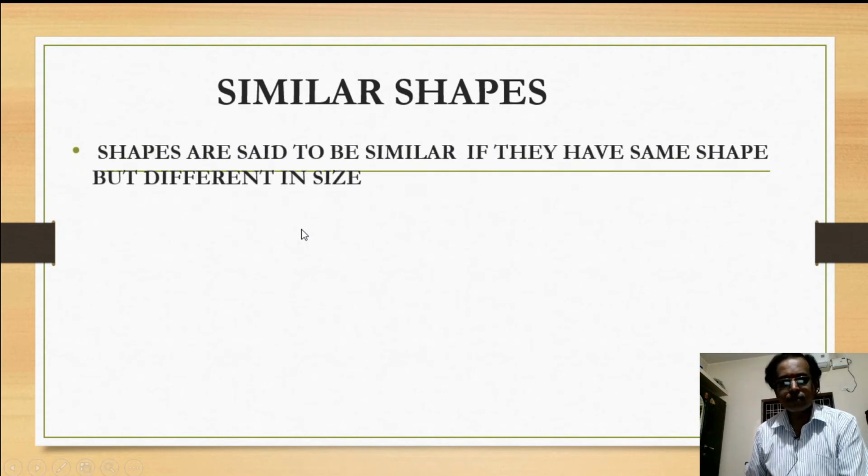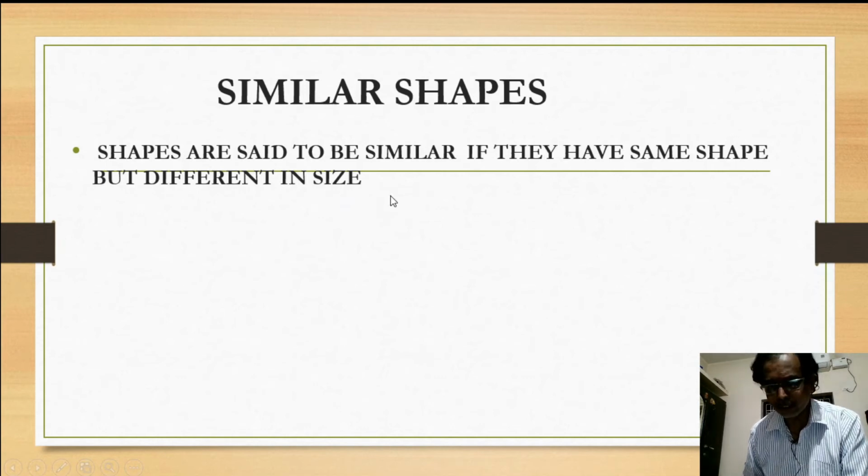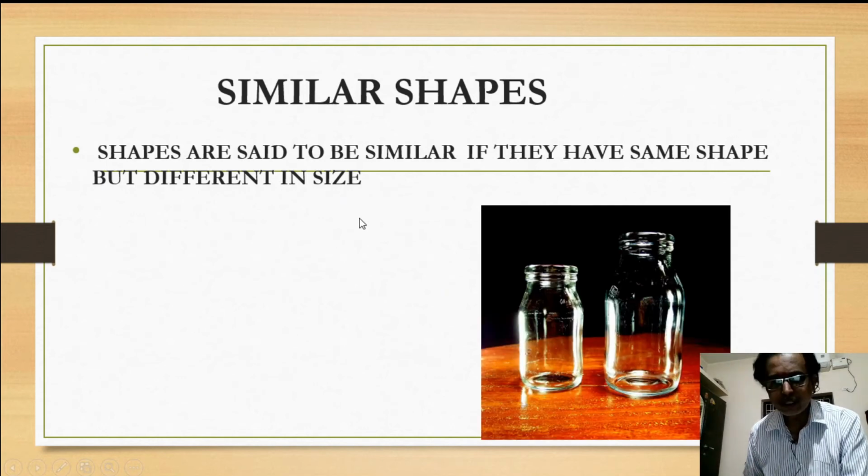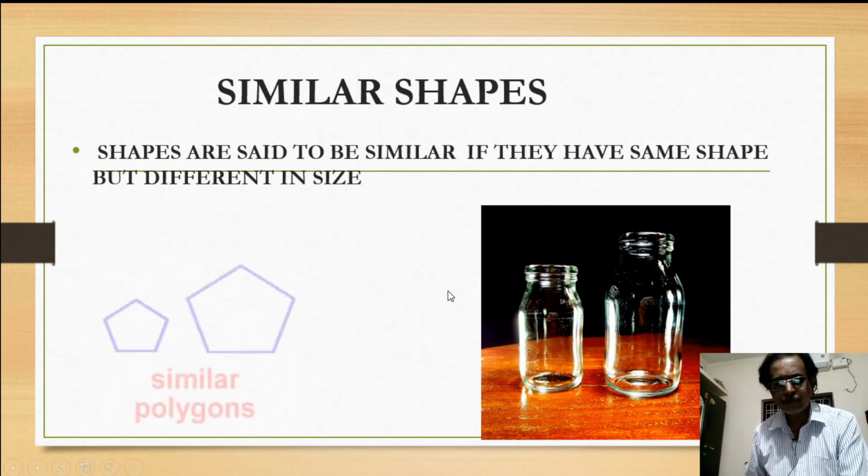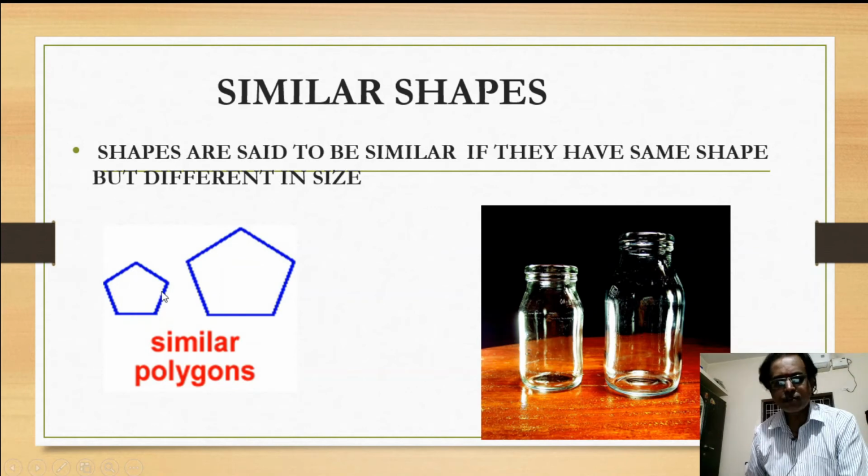Similar shapes. Okay, this is another important topic. Shapes are said to be similar if they have the same shape but different size. They look like the same shape but are different in size, small or big, short or tall, like that. And see here, two bottles, one is small, another is big. And here similar polygons, one is small and the other is big.